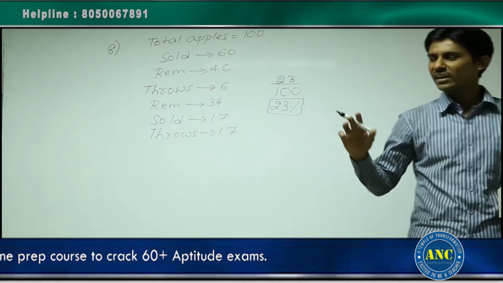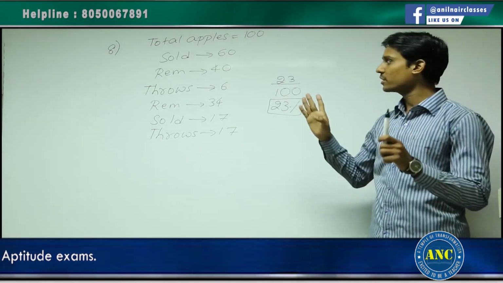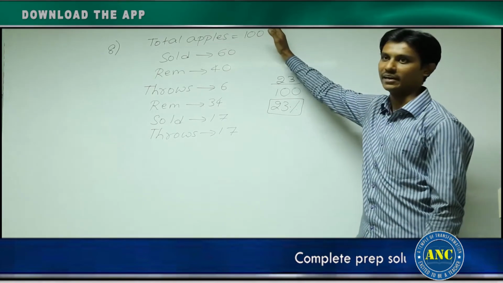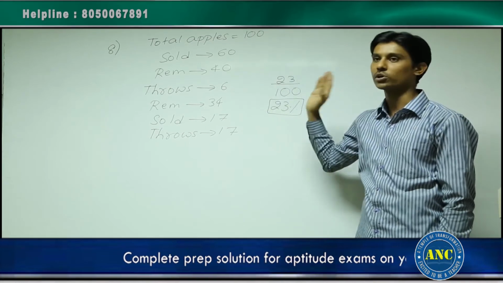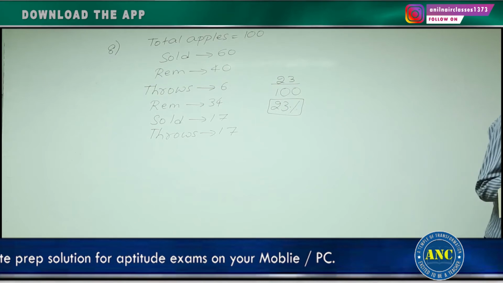Clear, right? It becomes very, very easy if you solve by using hundreds. Don't read the complete question. It makes you confused. First write 100. Read a statement. Write down what you can write. Next statement. Write down what you can write. Like that, if you do it, it becomes a very easy question.